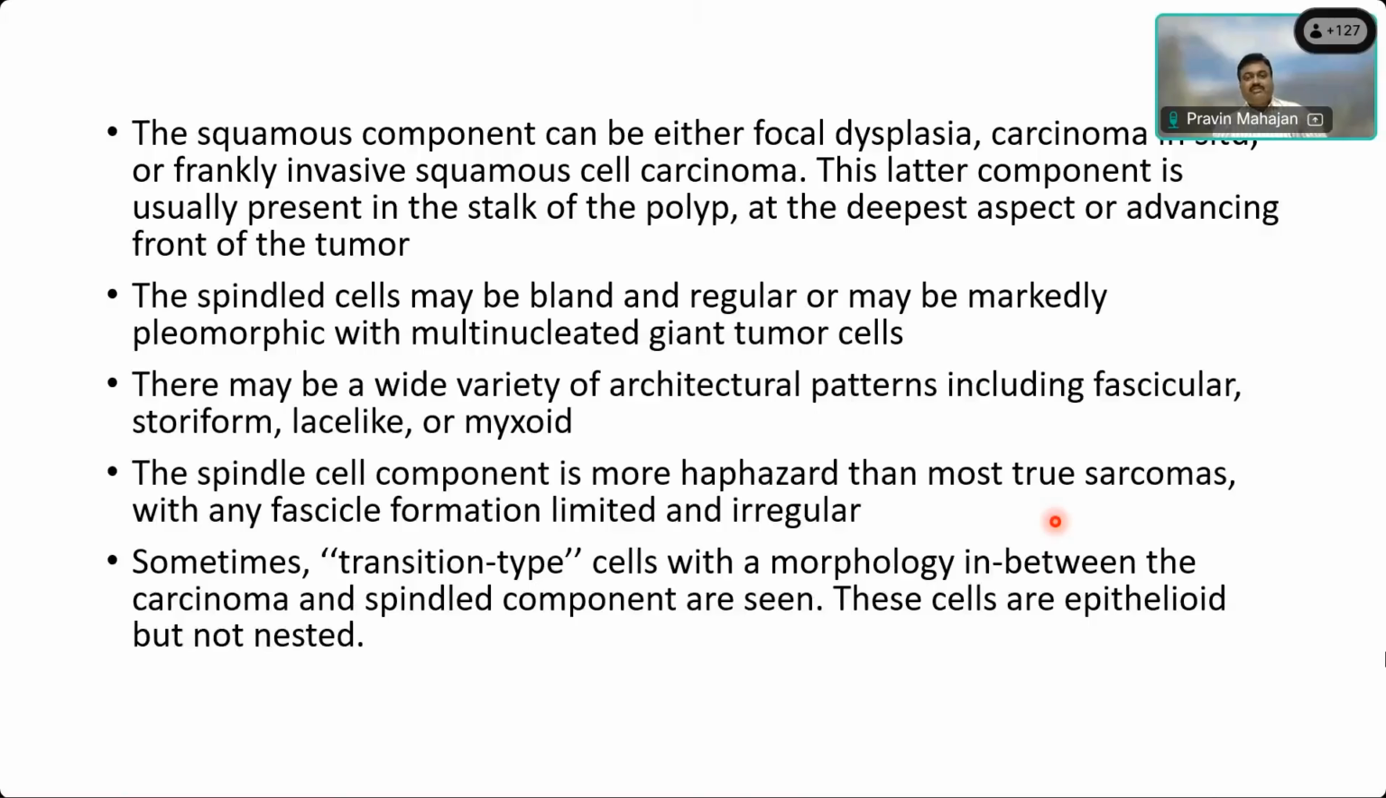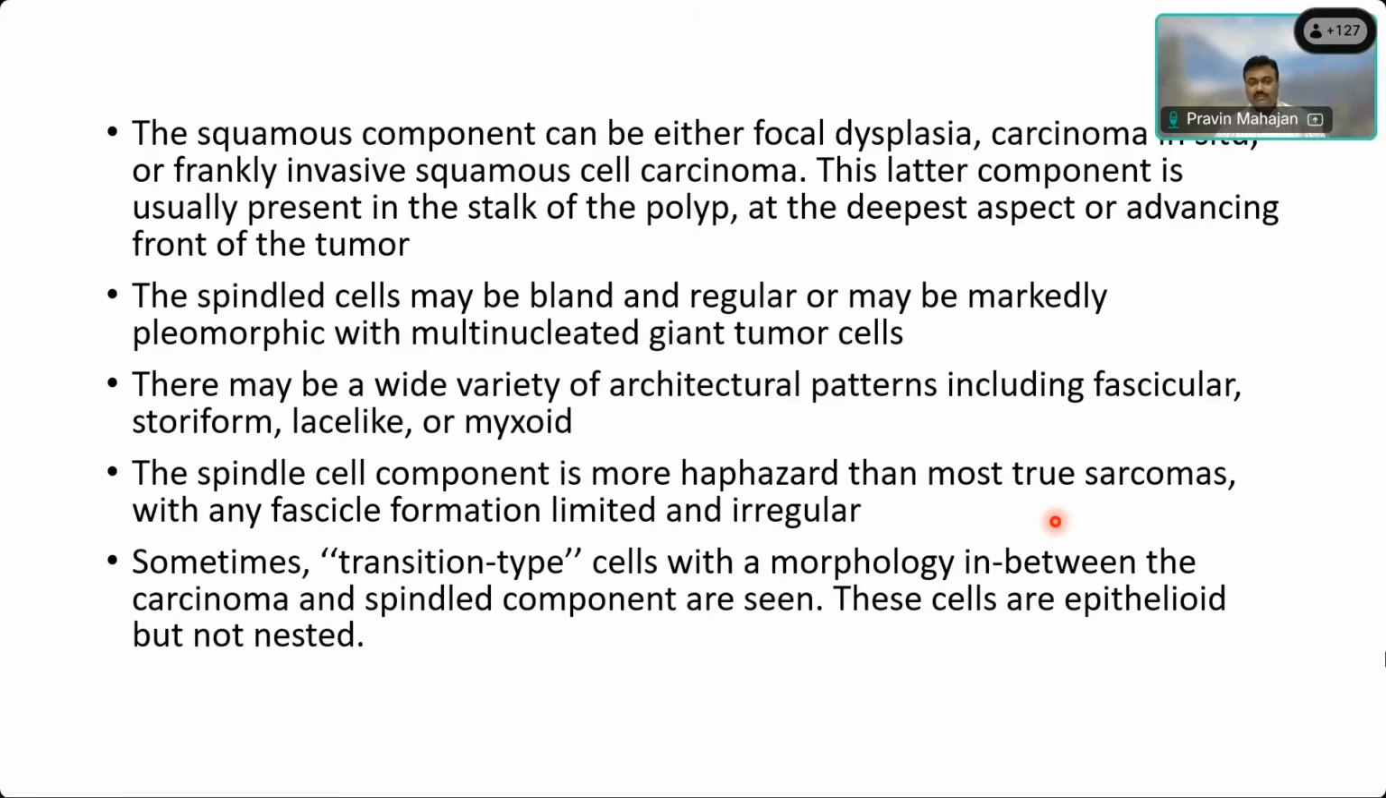Sometimes spindle cells can be so bland and regular, and sometimes pleomorphic or multinucleated giant cells can also be seen. There can be a very wide variety of patterns, like fascicular, storiform, lace-like or myxoid. But some people believe that the spindle cell component is more haphazard than in a true sarcoma. Let's say fibrosarcoma: there it is a very regimental fascicular pattern with herringbone-like areas. That is more regimental, as you see in true sarcomas, whereas here the fascicles are not so regimental.